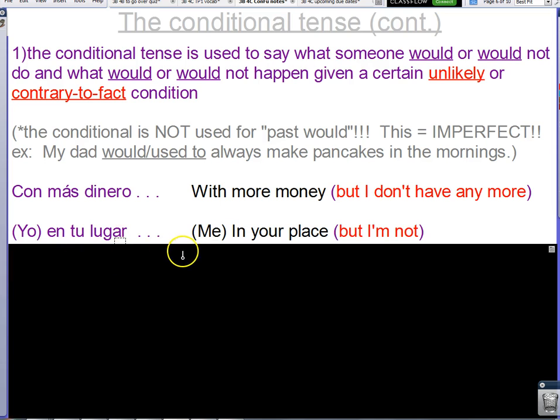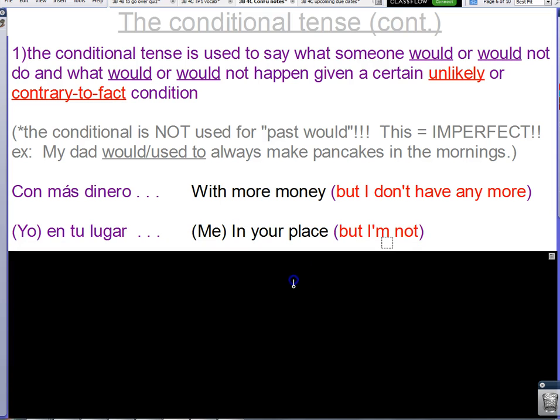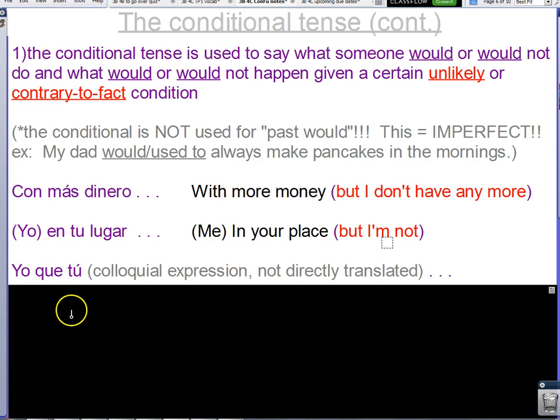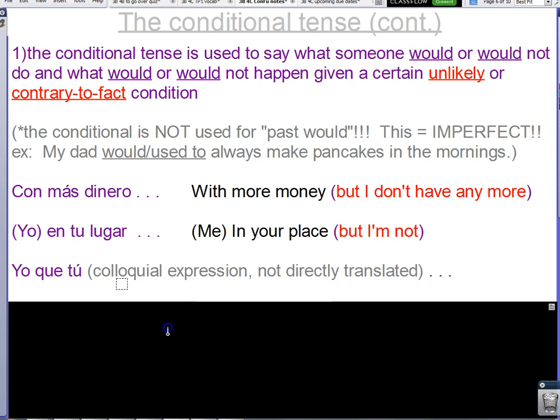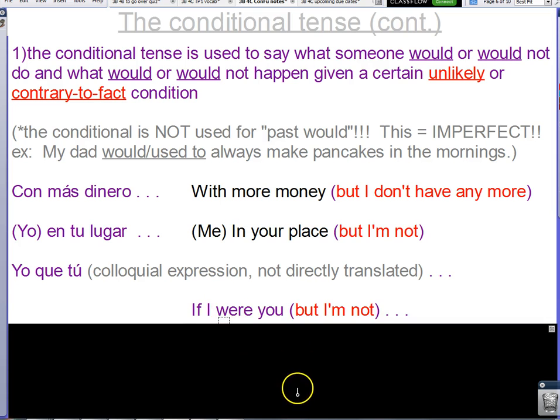Yo en tu lugar means in your place, like if I were you, essentially. So in your place, but I'm not, I would buy your mom an awesome Mother's Day gift. Yo que tú, again, this is a colloquial expression, so it can't be directly translated, but it's also essentially saying if I were you, but I'm not, I would study for the Spanish final.